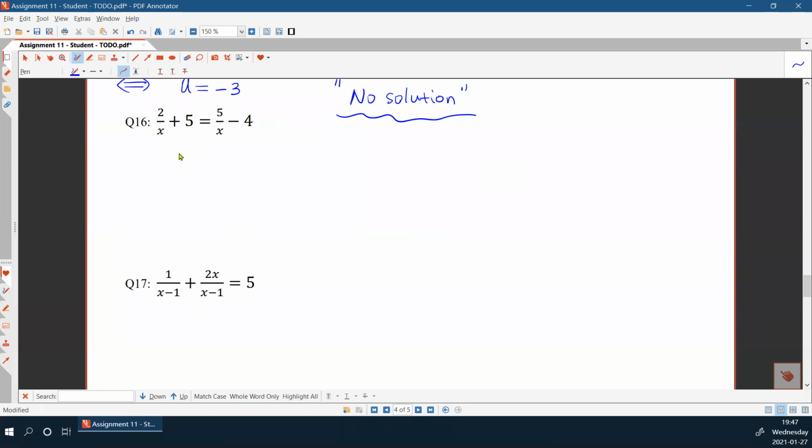Question 16. Okay, we can put 2 over x to the right-hand side of the equation and minus 4 to the left-hand side of the equation, right? So this gives us 5 plus 4 equals 5 over x plus 2 over x. Okay, next step, 9 equals 7 over x, right? So x is 7 over 9. Sorry, there is a mistake here.